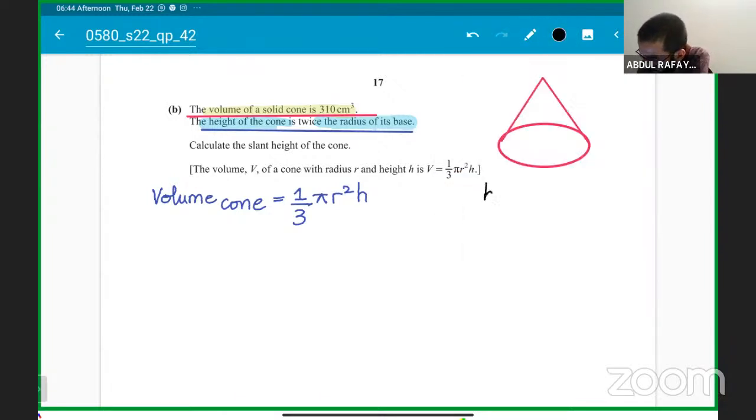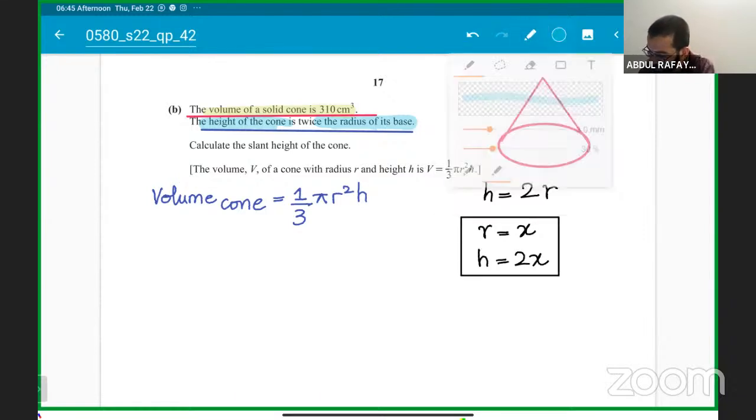So we can make an equation: height of the cone equals twice the radius of the base. So h equals 2r. You can imagine that the radius is r, or you can write radius is x. So height is 2 times x. If the radius is x, height will be 2 times x. Everyone got it clear? It's very simple and quick.